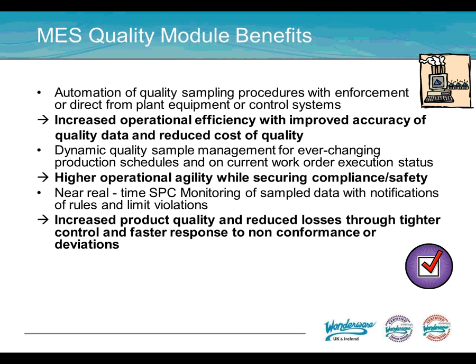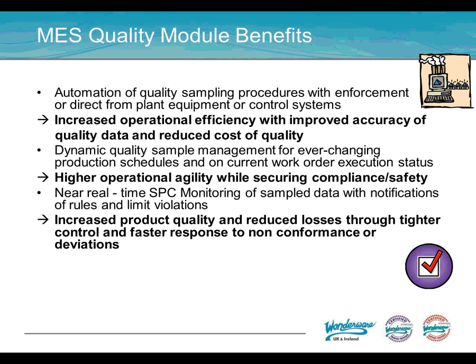And finally, the quality module, we're looking at the automation of quality sampling procedures where that data is available from the automation layer, or leading the operator through a defined set of sampling procedures, telling them what needs to be sampled and when, so that we're increasing the operational efficiency of maintaining quality within the production environment. It should give us an improved accuracy of the quality data and able to reduce the cost of our quality management support.